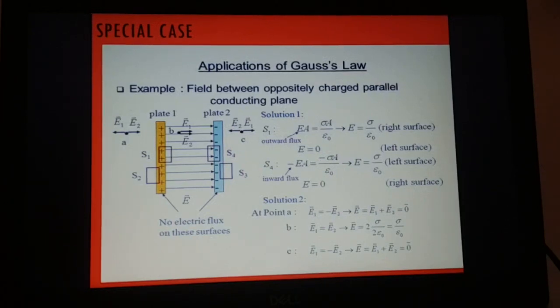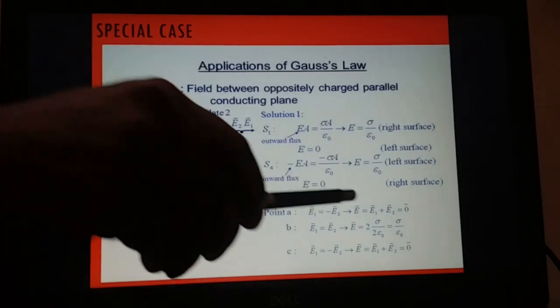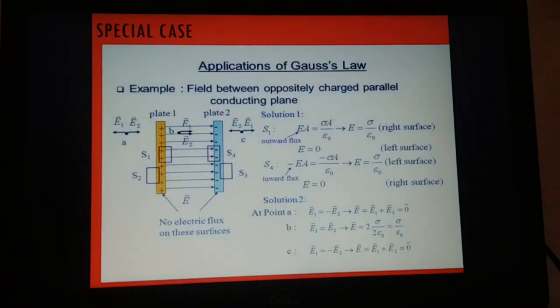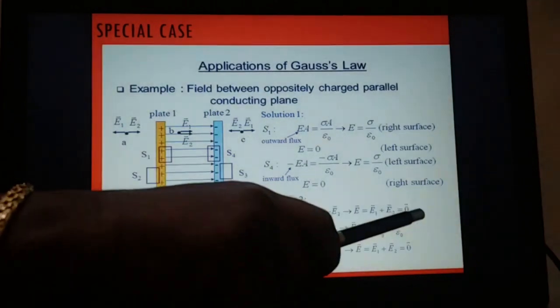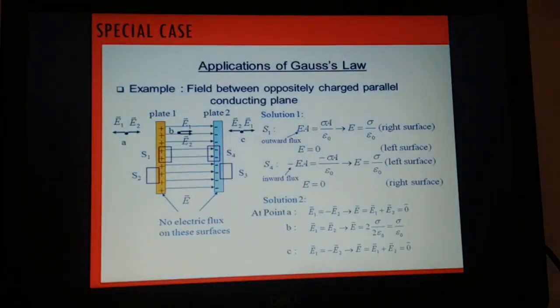So E1 is equal to sigma by 2 epsilon 0, which is acting towards the left, and due to the negatively charged plate, the electric field intensity is equal to sigma by 2 epsilon 0 itself, but it is acting towards the right direction. So in the first region A, the total electric field intensity will be E1 minus E2, but E1 and E2 have the same magnitude, so the net electric field will become 0.